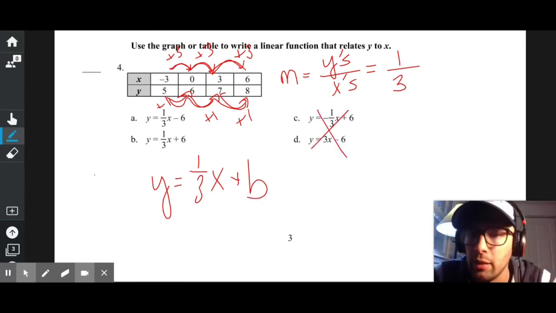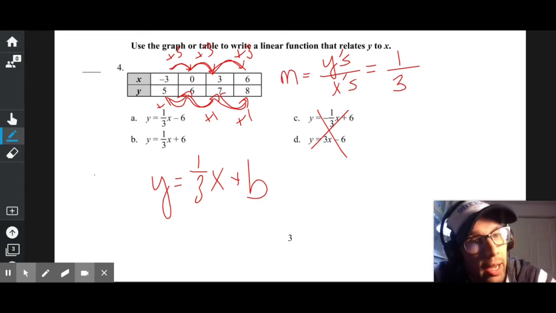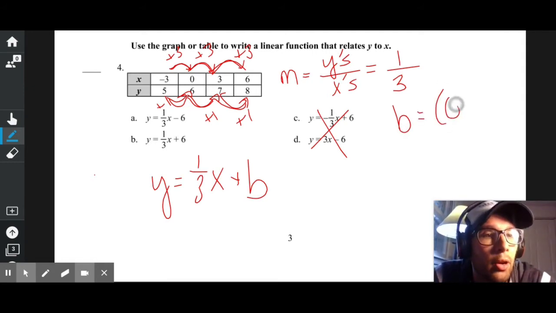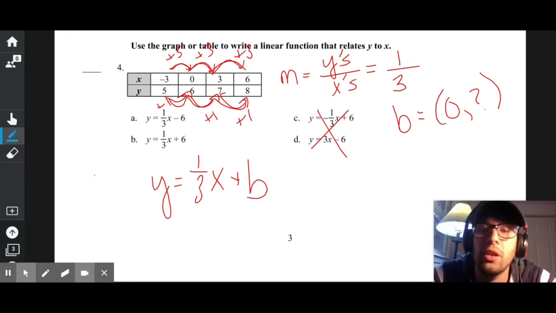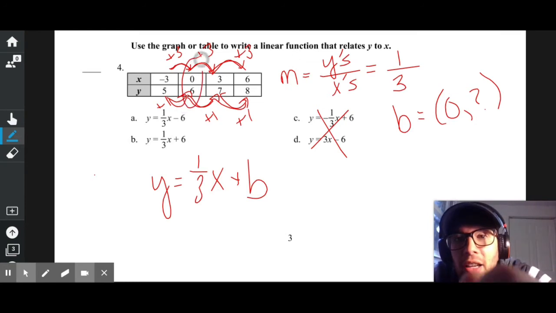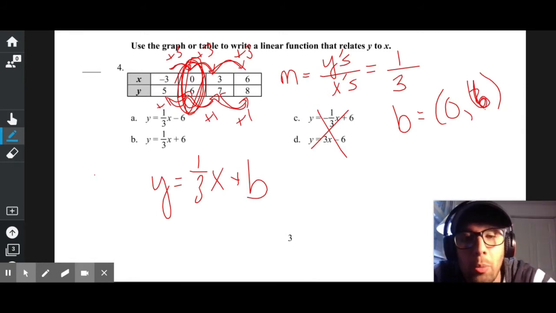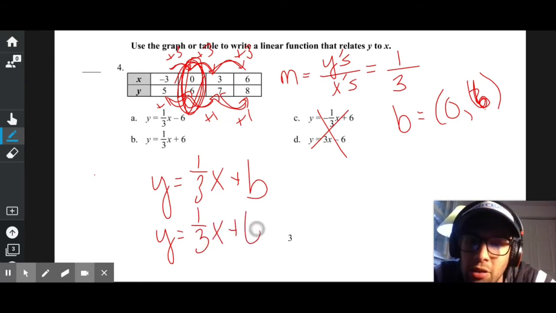Well, what's my b? Well, fun fact, b stands for the y-intercept. And the y-intercept always exists whenever x is 0. If only I knew what I would have if x was 0. Wait a minute, I do. When x is 0, then the y value is 6. So my b is actually 6. Y equals 1/3 x plus 6.